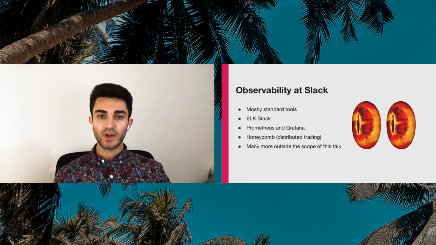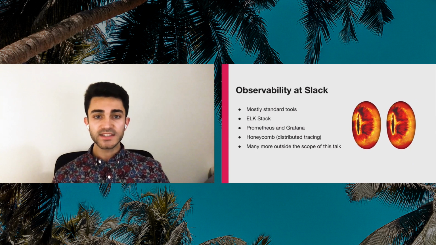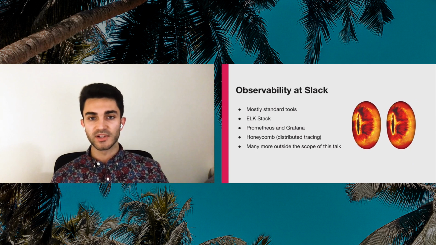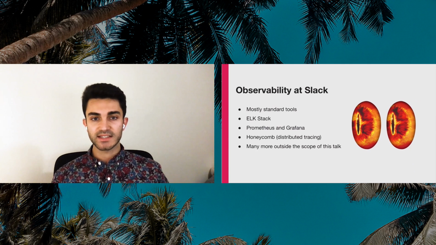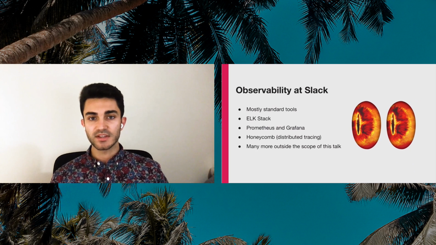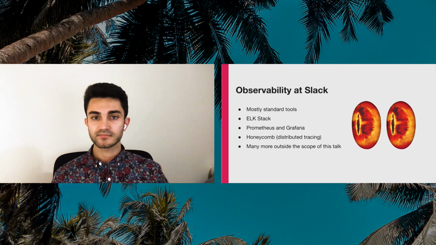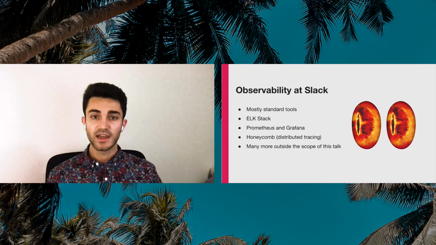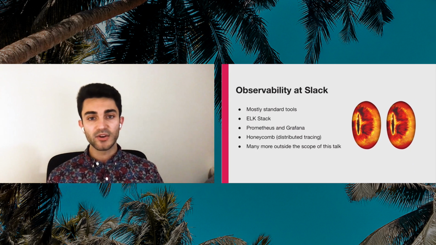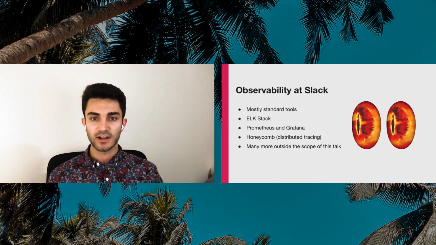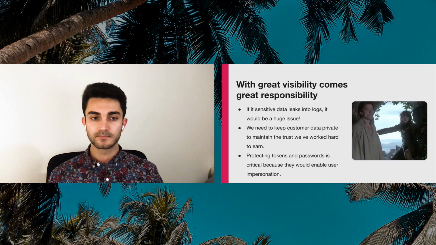So I want to talk a bit about what observability looks like at Slack. Honestly, we use very standard tooling that you're probably familiar with. We use the Elk stack, which is Elasticsearch, Logstash, and Kibana. And we also use Prometheus as our time series database and Grafana for visualizations and alerts. We use Honeycomb for our distributed tracing. And if you're not familiar with that, it basically allows per request profiling and allows you to see the path that those requests take. And we have many more tools that are outside the scope of this talk because they're not relevant to what we're talking about today. But these are the most important ones and also the ones that you're probably most likely to be familiar with.